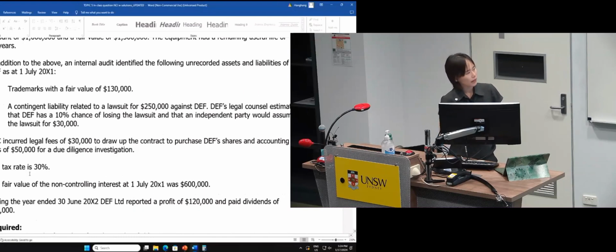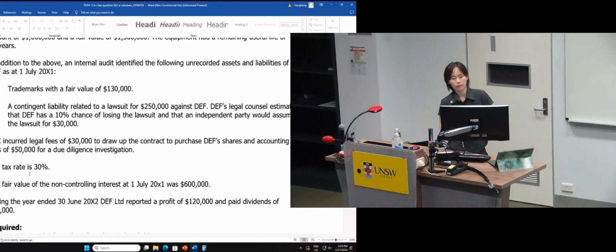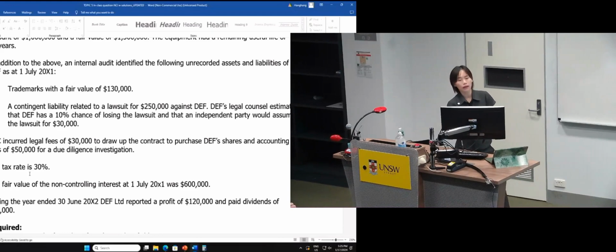Now, the fair value of NCI on the acquisition is given as 600,000. With this information, we can apply the full goodwill method. Okay? And during the year ended 30 June X2, so that is the current period, the subsidiary reported a profit after tax of 120,000 and paid a 50,000 dividend. Now, this relates to your step 3 NCI calculation.